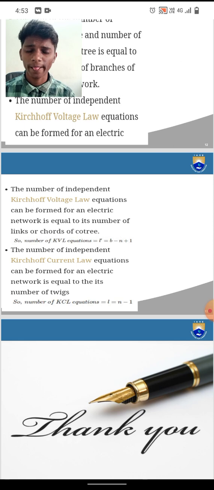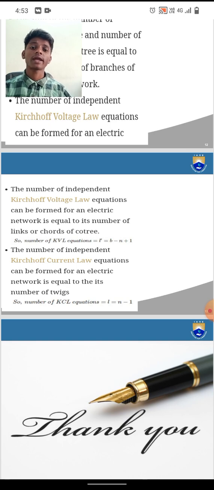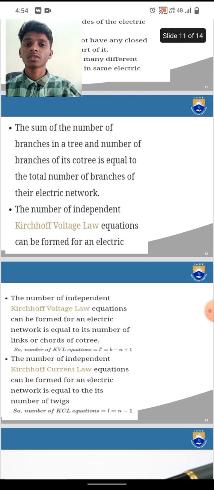We can see the above point on Kirchhoff voltage law. There is a difference between Kirchhoff current law and Kirchhoff voltage law equations. KVL equations: L dash is equal to B minus N plus 1, and KCL equations: L is equal to N minus 1. This is the difference in tree and co-tree, and the different Kirchhoff voltage law and Kirchhoff current law equations.